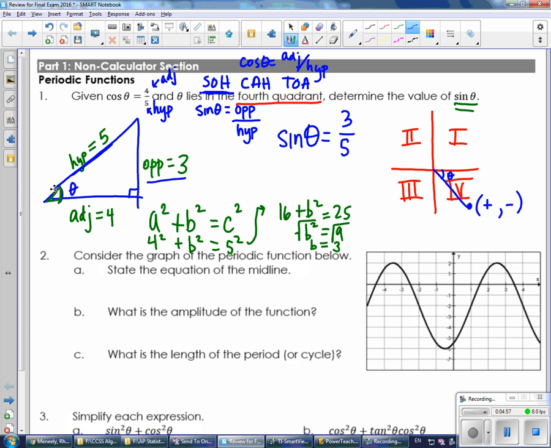And so that means that the sine of theta must be negative because it's in the fourth quadrant. And on the unit circle that you have, which you'll be allowed to use on the exam, it tells you in each of the quadrants what functions are positive and what functions are negative. So my final answer here is going to be the sine of theta is equal to negative 3/5.